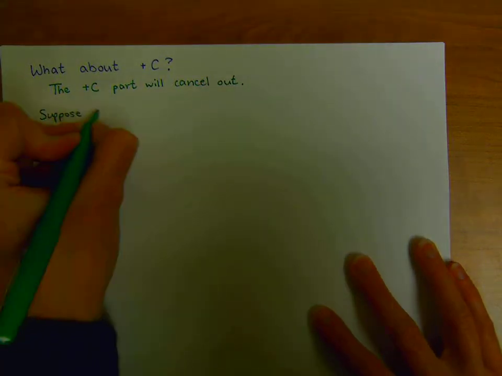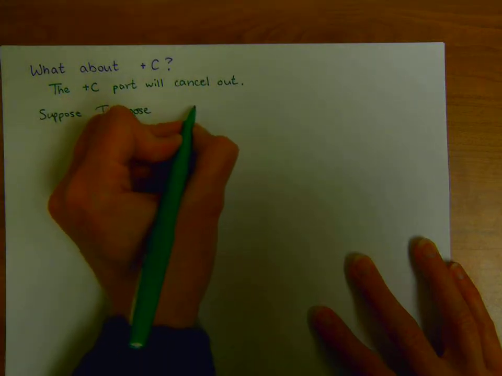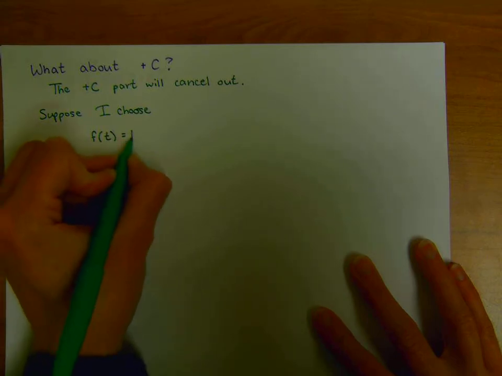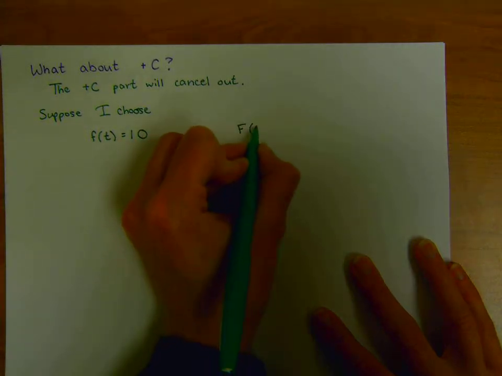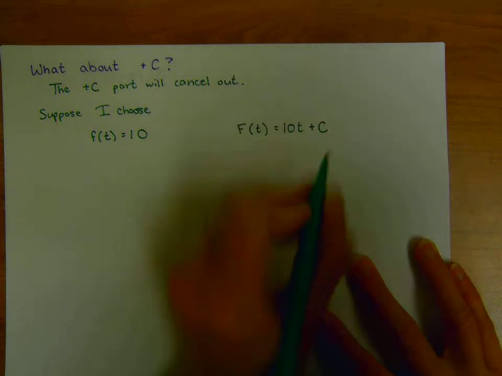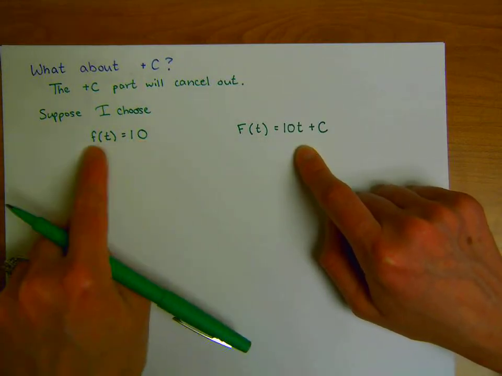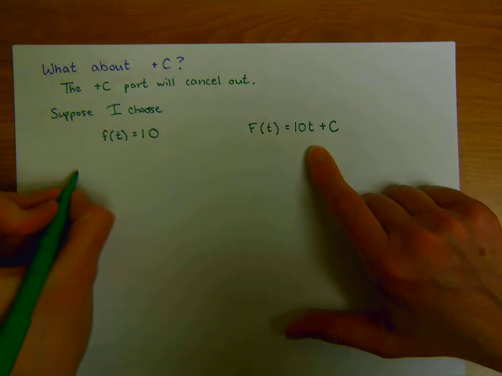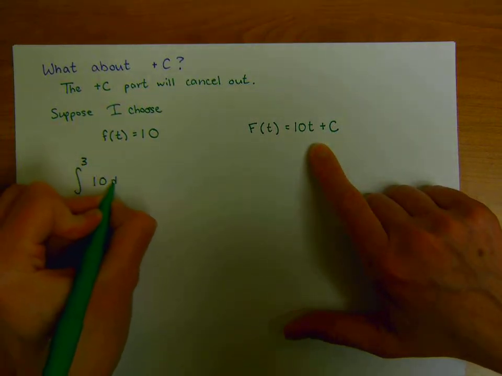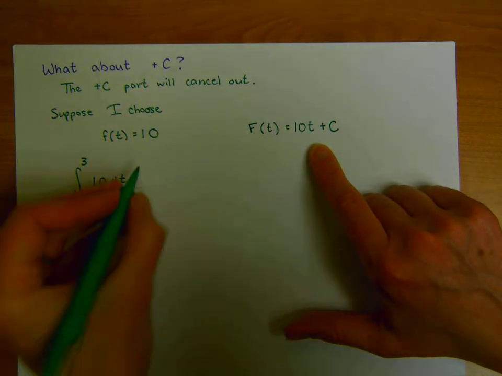Suppose I choose the generic antiderivative. So again, let our original function f of t be equal to 10. And then I could say the general antiderivative is going to be equal to 10t plus c, because we could add any constant, and when I take its derivative, I end up back at this function. And notice that when I apply the fundamental theorem of calculus using this generic antiderivative, I'm taking the integral from 1 to 3 of my f of t function.